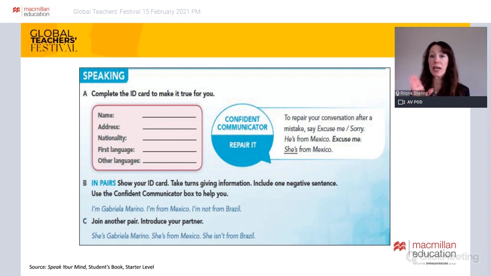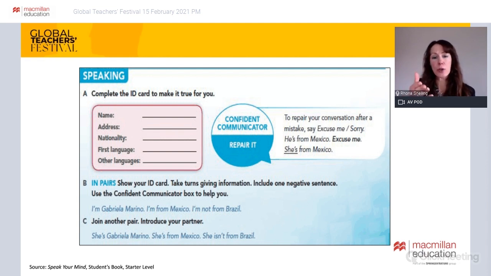The students have already had a model of the ID card from the reading section at the beginning of that lesson. Then activities B and C are the semi-controlled practice stages, talking about your ID card with your partner. There's also a little bit of input there to self-correct if you make a factual error, shown in the confident communicator speech bubble box.